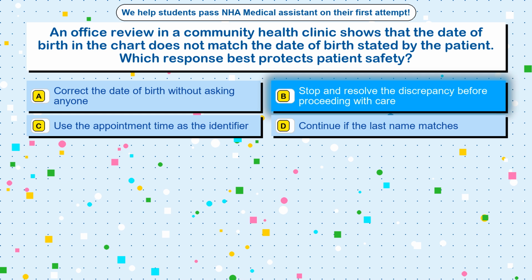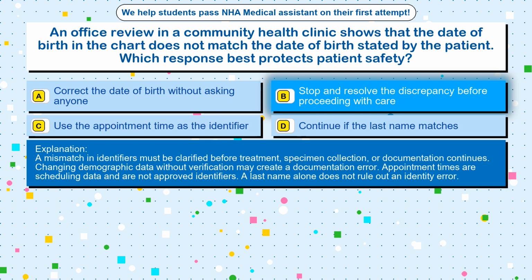The correct answer is option B. Stop and resolve the discrepancy before proceeding with care. A mismatch in identifiers must be clarified before treatment, specimen collection, or documentation continues. Changing demographic data without verification may create a documentation error. Appointment times are scheduling data and are not approved identifiers. A last name alone does not rule out an identity error.